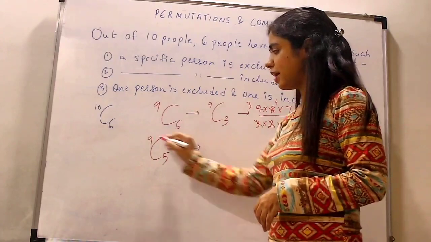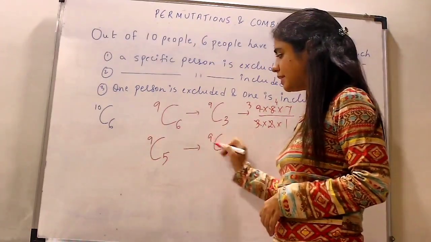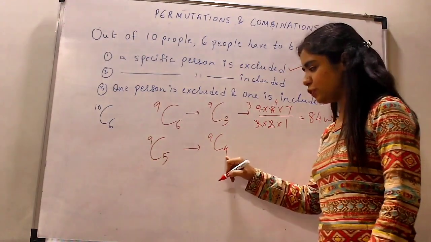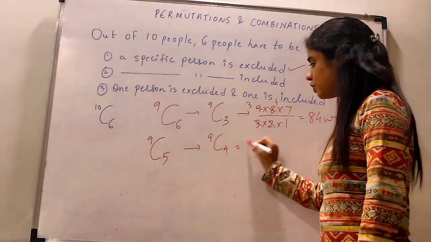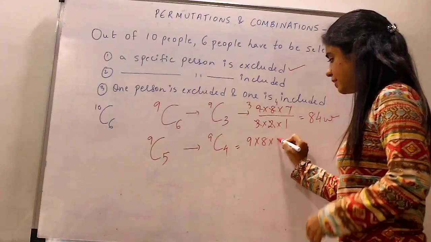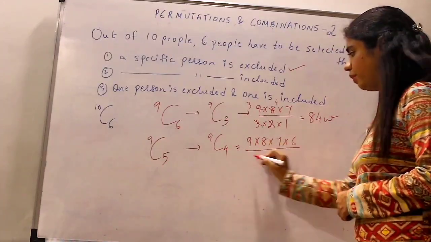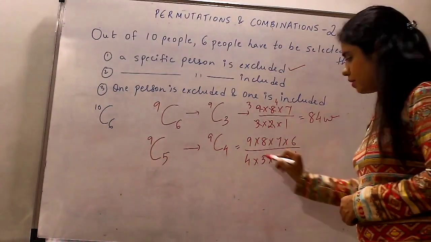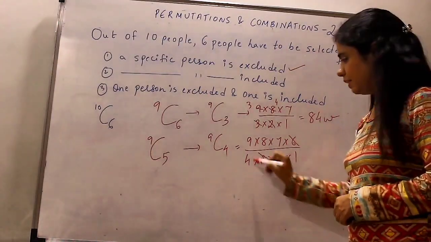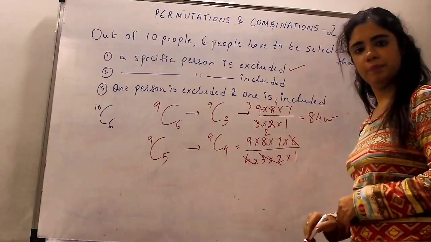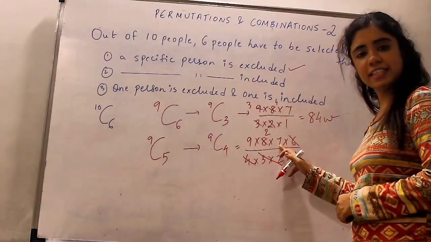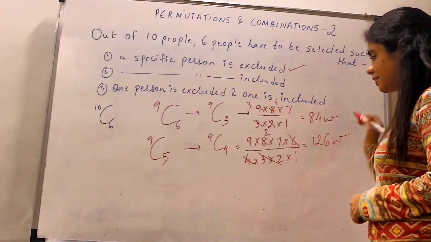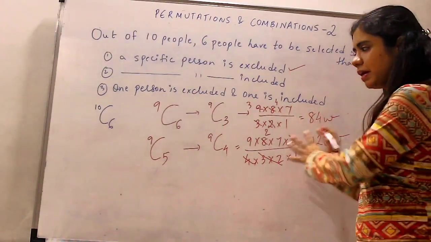Okay. So this again can be converted as 9C, 9 minus 5, which is 4. So this number is 4, so you'll be writing 4 digits. So this will be 9, 8, 7, 6 upon 4, 3, 2, 1. 6 and 6 will get cancelled. 4 ones are 4, 4 twos are 8. Okay. 9 sevens are 63. 63 ka double will be 126 ways. Okay. So this becomes your answer.